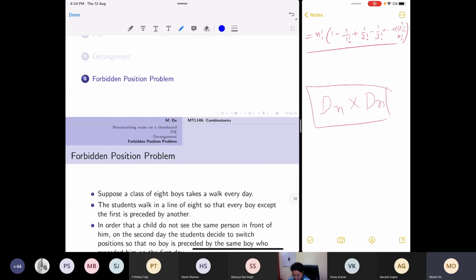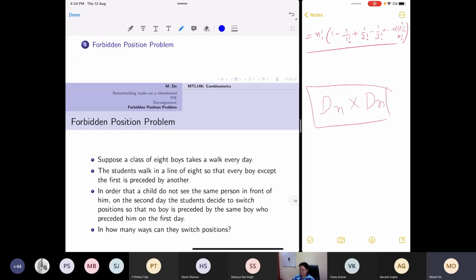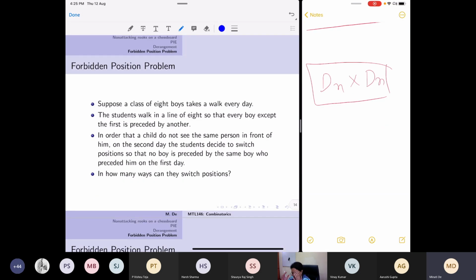Good. Now let's come back to a question which is known as the forbidden position problem. You'll love it. I am so sure you'll be able to answer it maybe. First let's listen to the story. We have, let's say, 8 boys, and they are all school children. Maybe they are residing in a hostel. Maybe you can consider boys of IIT Delhi itself. 8 boys are there.